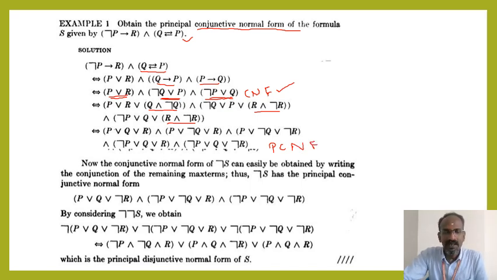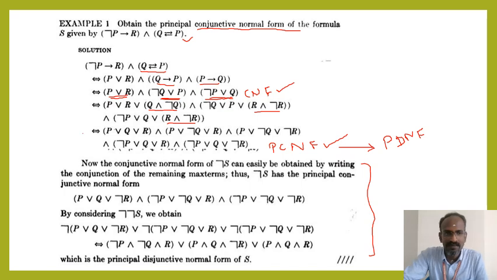At the same time, how is the PDNF to be determined? For this problem, we found the principal conjunctive normal form. But the question raised here is, what is the PDNF of this statement? This is going to be discussed further. So the PCNF to PDNF conversion is as follows. We start from the conjunctive normal form of negation of S.